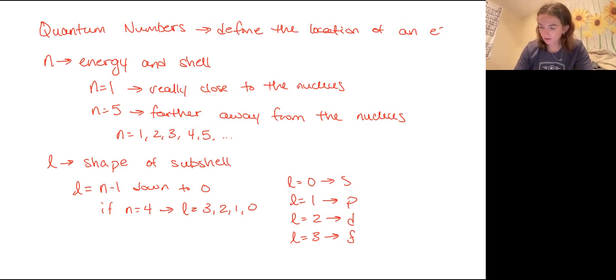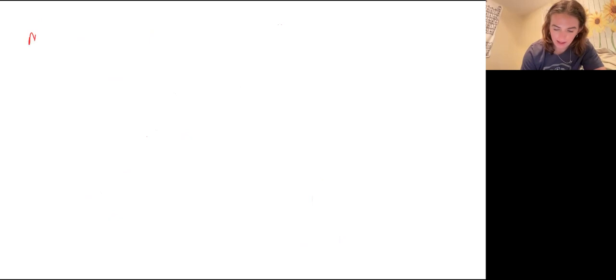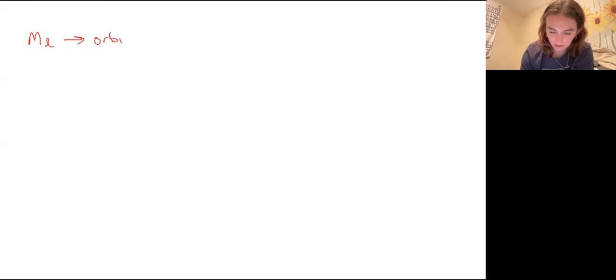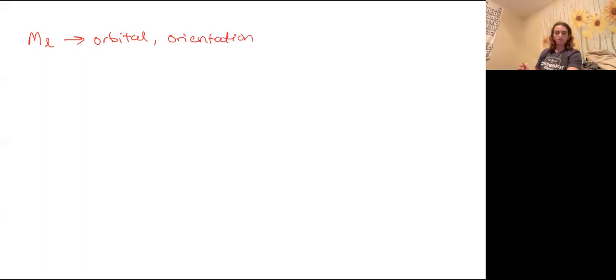All right, so our next quantum number is going to be M sub L. Does anyone know what M sub L refers to? Yeah, right. So your M sub L is going to refer to your orbital. And this is also the orientation of your electron. Awesome, great job.